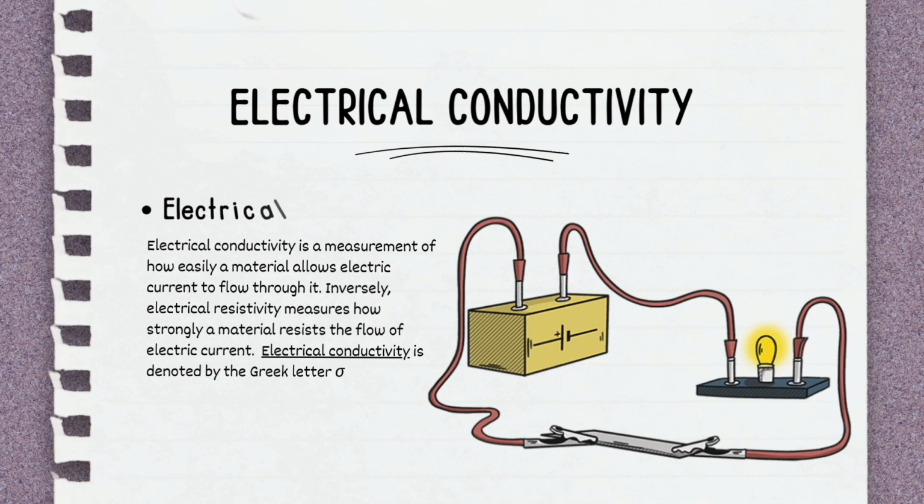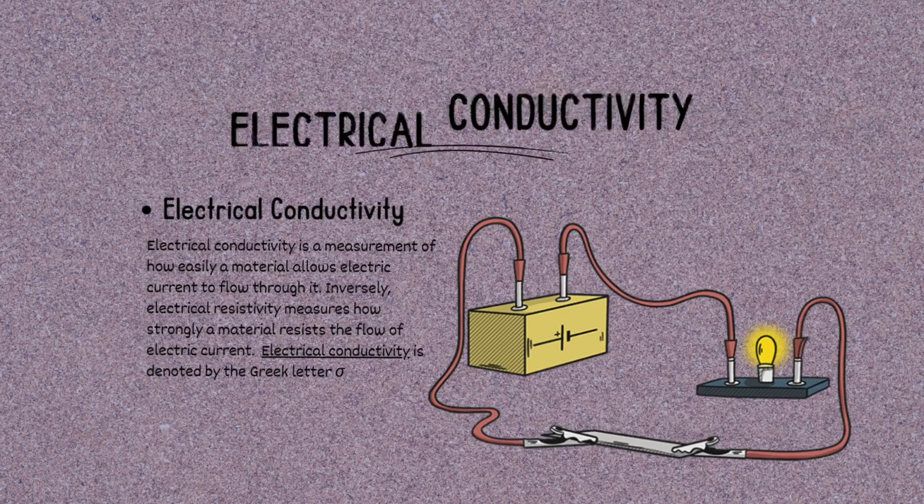The last example that I will discuss in physical properties is electrical conductivity. Electrical conductivity is a measurement of how easily a material allows electric current to flow through it. Inversely, electrical resistivity measures how strongly a material resists the flow of electric current. Electrical conductivity is denoted by the Greek letter sigma.